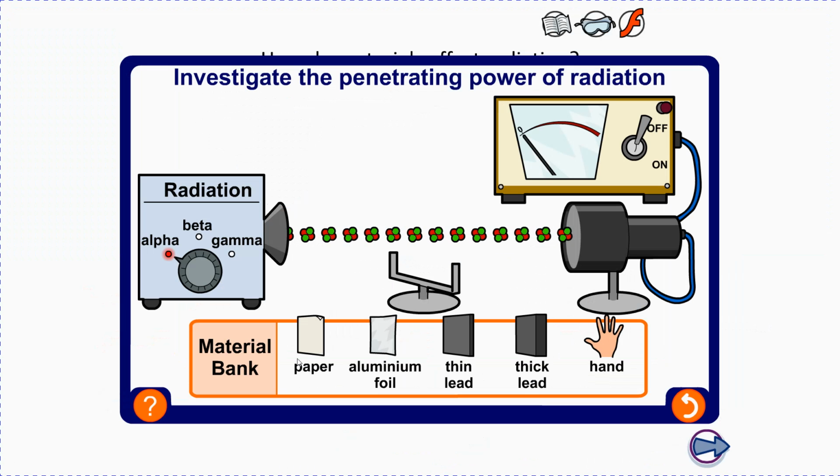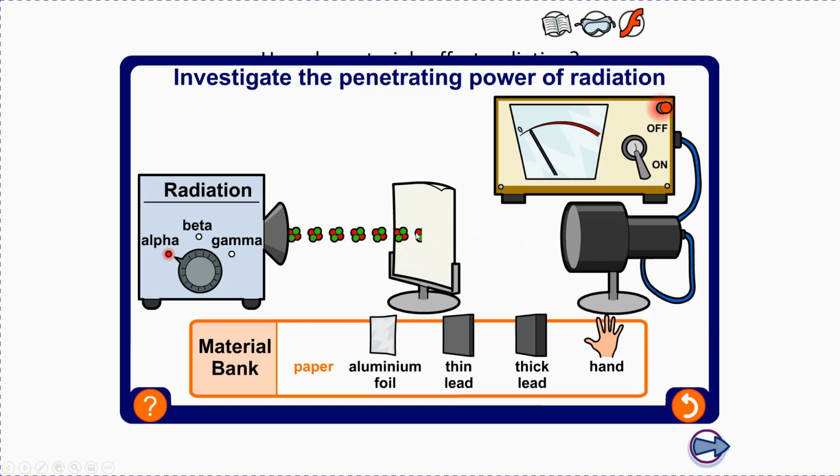Okay, now I'll just go through this in terms of this is the classic experiment. So this is what we call a Geiger counter, and it makes a click noise when radioactive radiation hits it. At the moment we're on alpha, if I put a piece of paper in between there, then my alpha particles get stopped even just by paper.